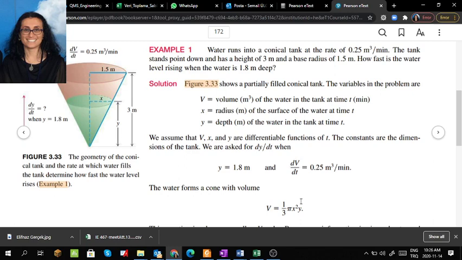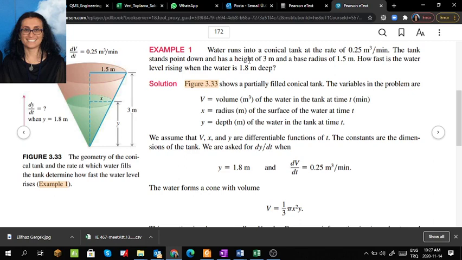Water runs into a conical tank. So we have a conical tank and water runs into the conical tank at a rate of 0.25 meter cube per minute. So every minute there's 0.25 meter cube of water added to the tank. The tank stands point down and has a height of 3 meters, as you will see in the picture here. You have 3 meters high and a base radius of 1.5 meters, 1.5 meters up here. This is the radius of the base. How fast is the water level rising when the water is 1.8 meters deep?